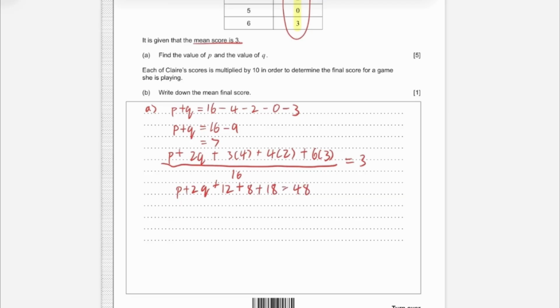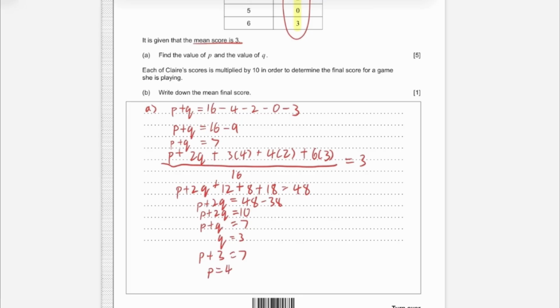And so P plus 2Q equals 48 minus 38. And so P plus 2Q equals 10. And then we could take the previous equation, P plus Q equals 7, and that would give Q equals 3. And then we solve it back in the previous equation, which is P plus Q equals 7, and so P plus 3 equals 7, and so P equals 4.